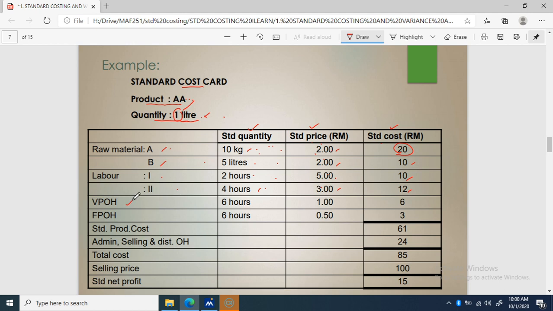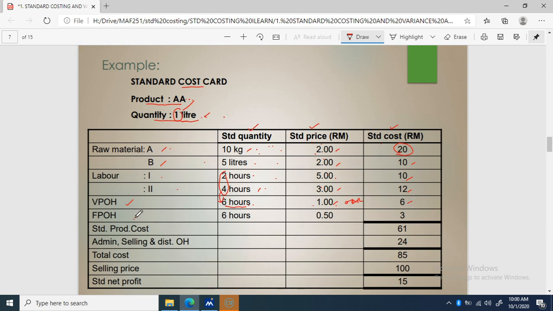So now we go to variable overhead. For overhead we have many methods. Under standard costing we use only either direct labor hours or number of units produced. In this case we use direct labor hours. So how many labor hours do we have? 2 hours for grade 1, 4 hours for grade 2. So 6 hours here. Okay, this is the OAR that we calculate in the topic overhead. So OAR for 1 hour of variable overhead is 1 ringgit. So 1 times 6 is 6.